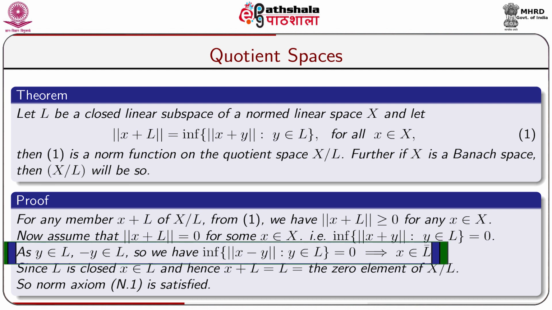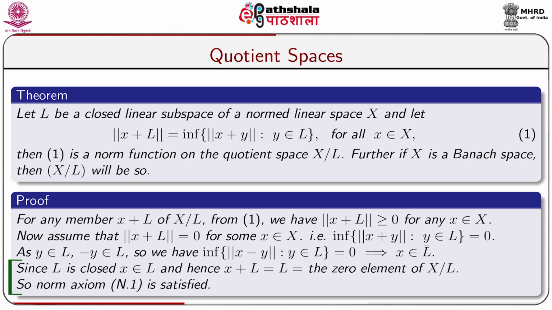As Y belongs to capital L, minus Y again belongs to L, as L is a subspace. So, we have the infimum of norm of X minus Y where Y belongs to capital L equal to 0, which implies X belongs to L bar. Since capital L is closed and L is equal to L bar, X belongs to capital L, and hence X plus L is equal to L, which is the 0 element of X by L. So, the first norm axiom is satisfied.